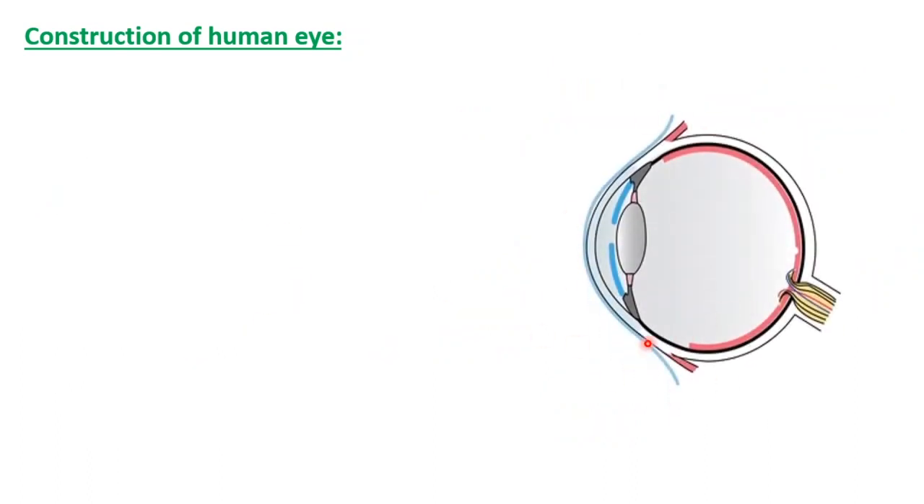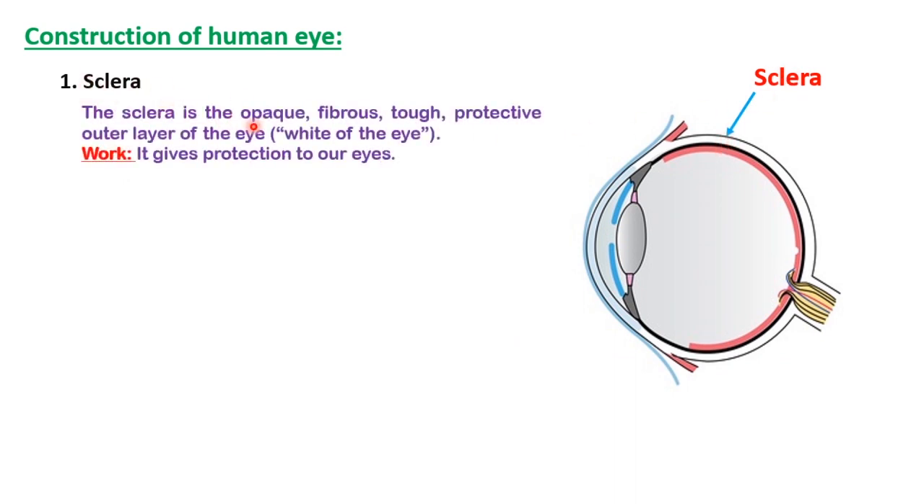So this is the eye. The first part is sclera. What is the sclera? Sclera is the opaque, fibrous, tough protective outer layer of the eye, or we can say the white part of our eye. The white part you see in your eye is the sclera. What is the work of the sclera? It is the protective layer. It gives protection to the eyes.